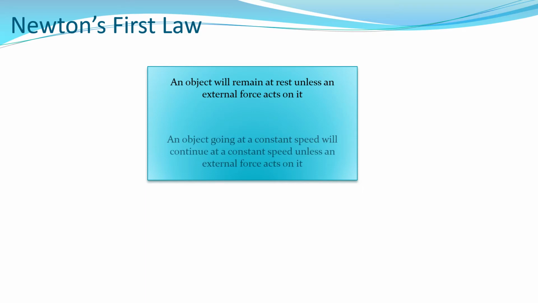Or an object going at a constant speed will continue at its constant speed unless an external force acts on it. So if a car is going along at 20 miles an hour, it will keep going at 20 miles an hour unless something external acts on it. And this all comes down to the idea of balanced forces. So there's no real equation for Newton's first law. It's all about the fact that you need a force to make something change, basically.